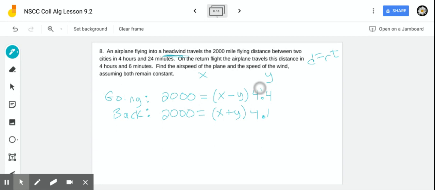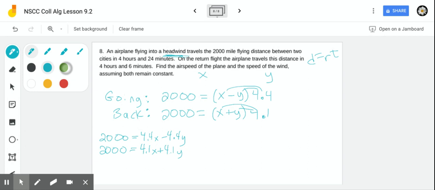So let's see. The first thing we're going to have to do is distribute. We're going to distribute both of those things. So we get 2,000 equals 4.4x minus 4.4y. And we have 2,000 equals 4.1x plus 4.1y. Okay, now we're ready to solve this using elimination. Now you can see that we already have opposites in the y's. I have a negative y and a positive y.